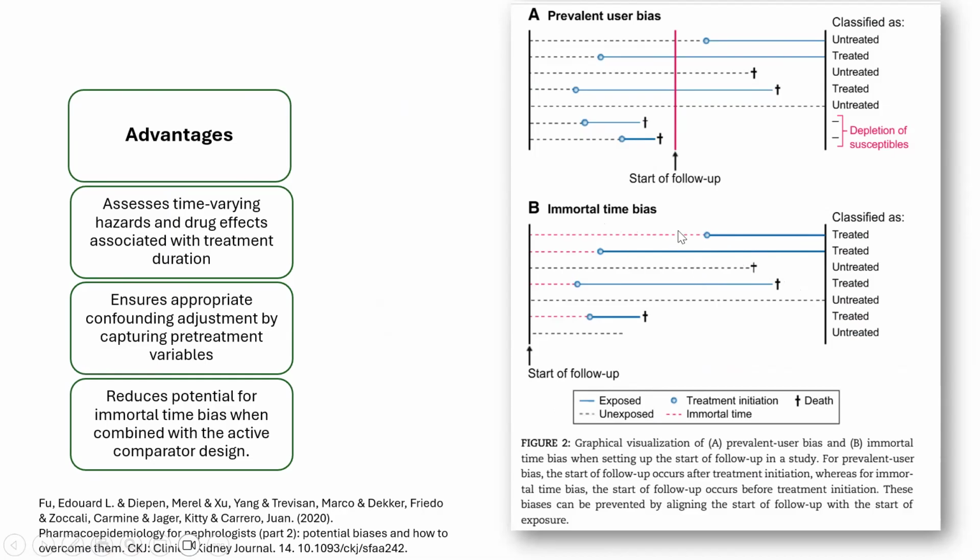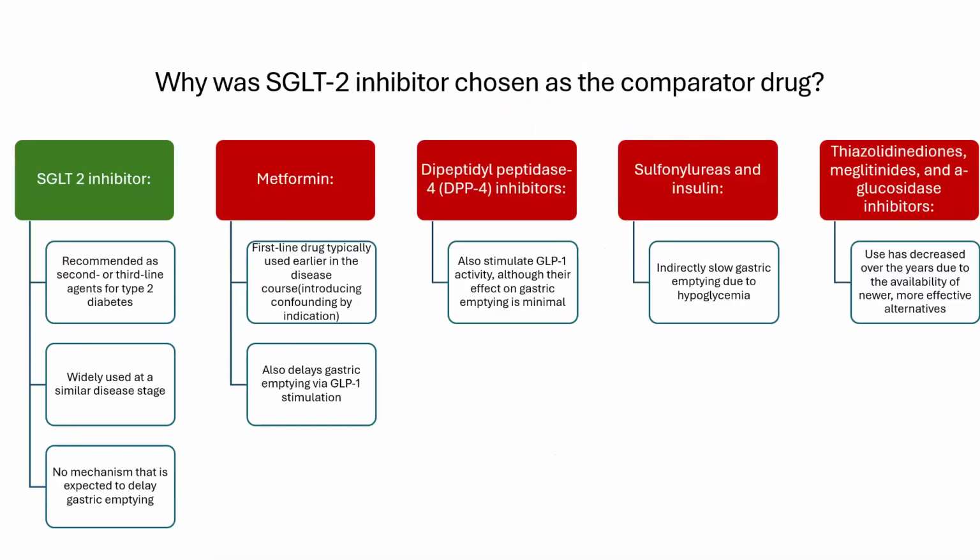So any event which actually occurs before the start of your treatment, in this kind of study design, the patient in the treated arm is actually immune to any event which occurs in this period. This is called the immortal time. When you use a new user design, it actually eliminates your prevalent user bias. It also eliminates your immortal time bias. Why? Because your follow-up starts exactly when you start your treatment. So these are the advantages of using a new user design.